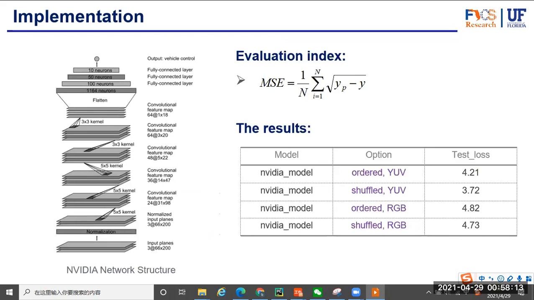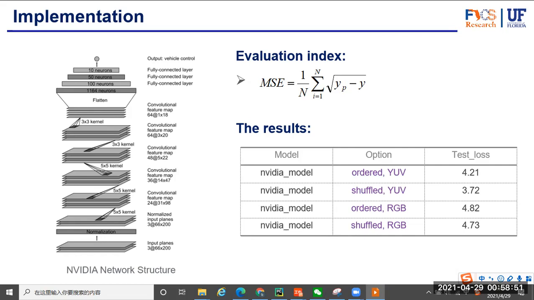After the data set is processed, the NVIDIA model is used as the benchmark model for training. The model structure is shown in the figure on the left and consists of 9 layers, including a normalization layer, 5 convolutional layers, and 3 fully connected layers. The first layer of the network performs image normalization. The image width is 200, the height is 66, and the channel is 3, that is the 3 channels of RGB or YUV. The convolutional layer is used to perform feature extraction.